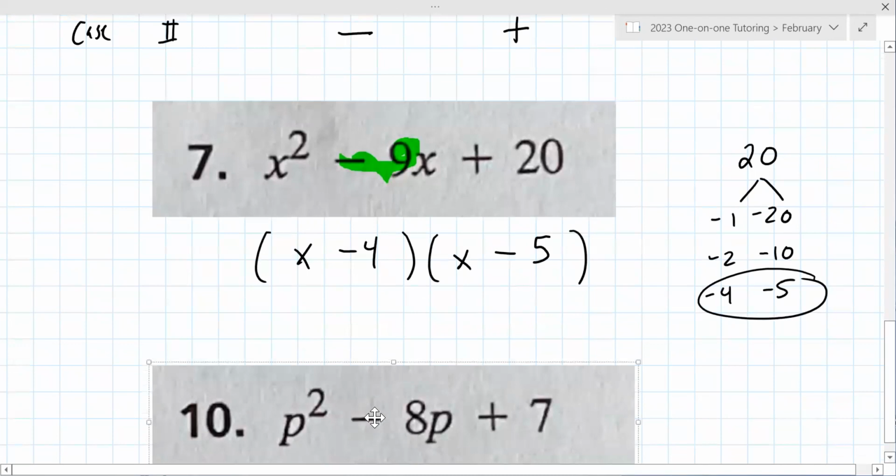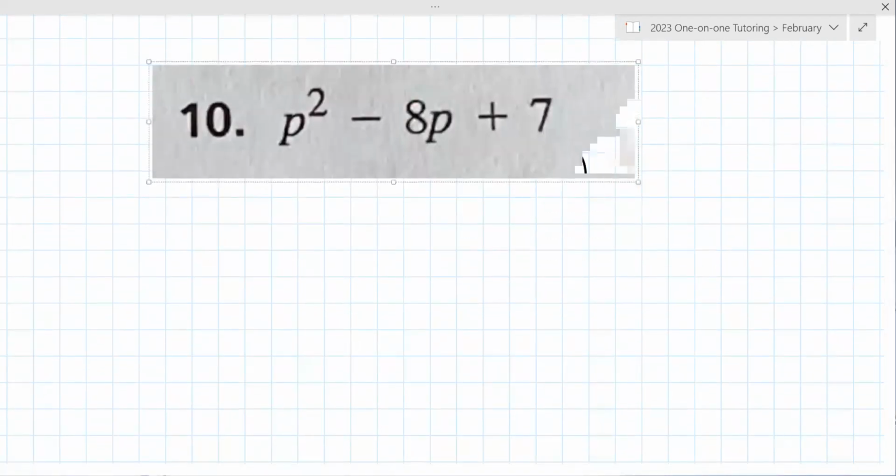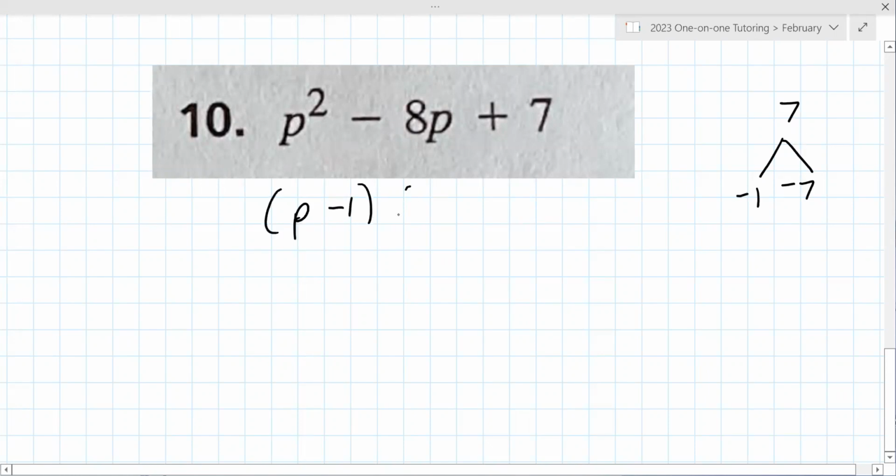So again, do you see that this is a minus plus? Like we're talking about minus and then a plus. All the first grouping of problems we did were all plus plus. So the order does matter, minus plus. You're looking for factors of 7, and the only factors of 7 are 1 and 7. But you have to remember, because it's minus plus, these are both negative, because that's the only way you can get a negative number. So this becomes p minus 1, p minus 7. Whenever you have minus plus, the answers are both negative.